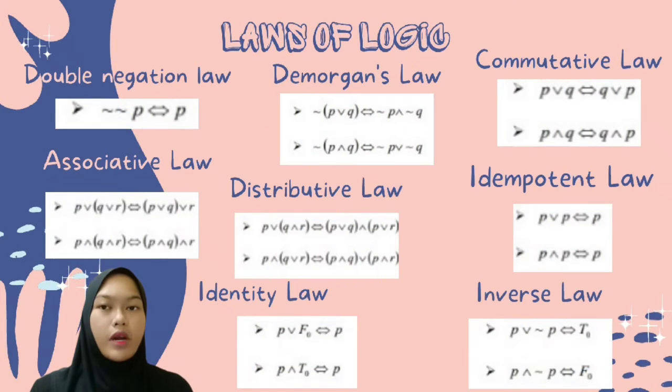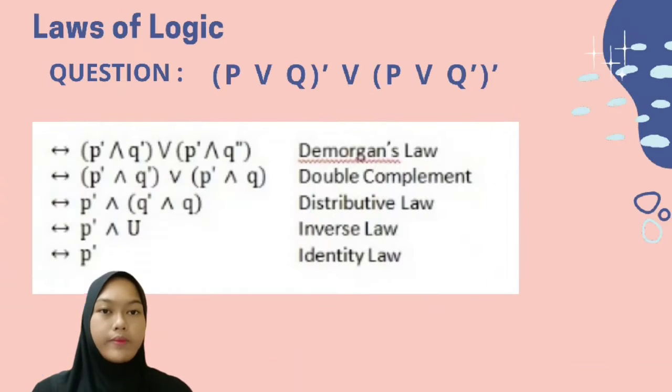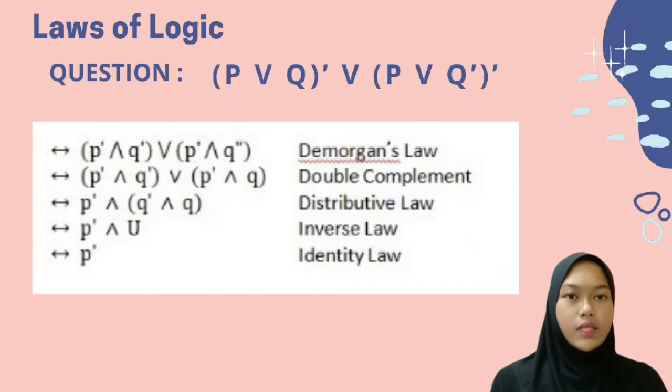For the first topic for our discussion in chapter 2 is laws of logic. There are 12 laws in this topic, and these are the examples. We have double negation law, De Morgan's law, commutative law, associative law, distributive law, idempotent law, identity law, inverse law, and more. For the first example in this topic, we have P and Q as propositions.